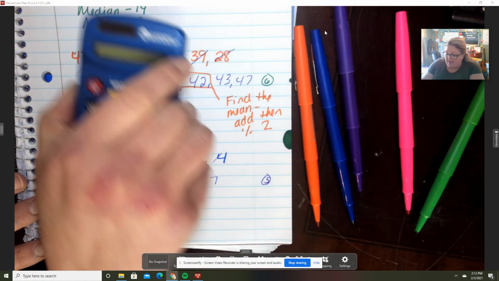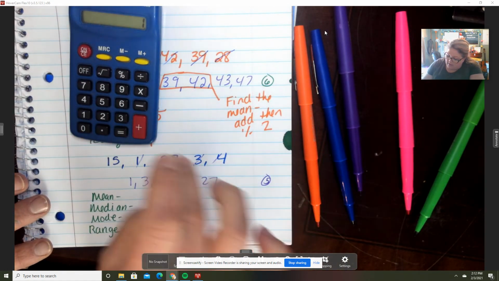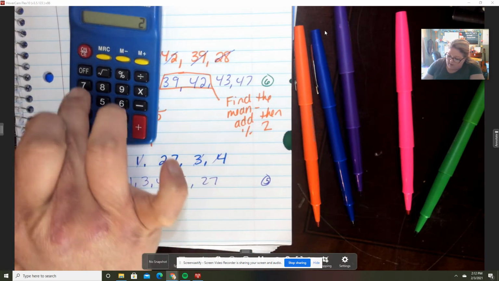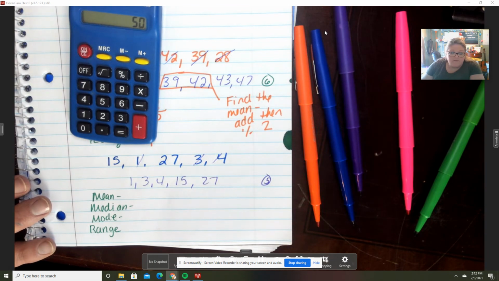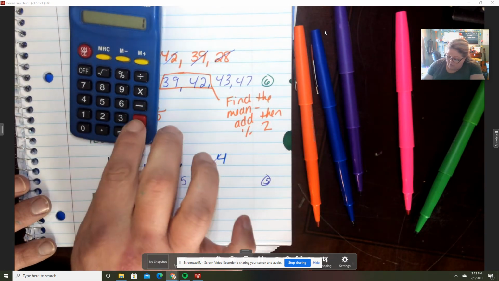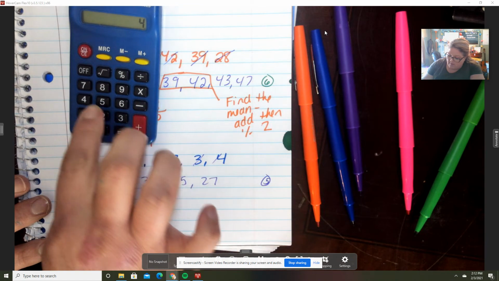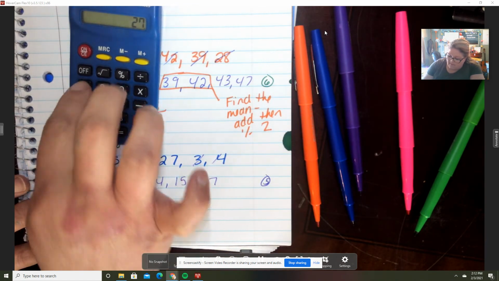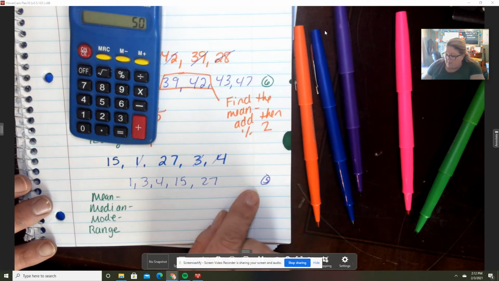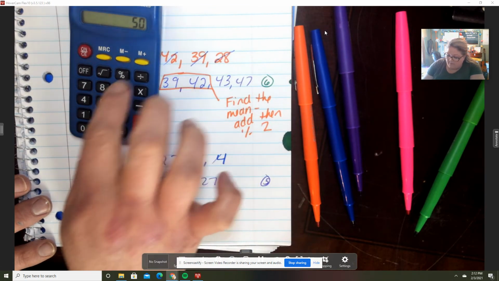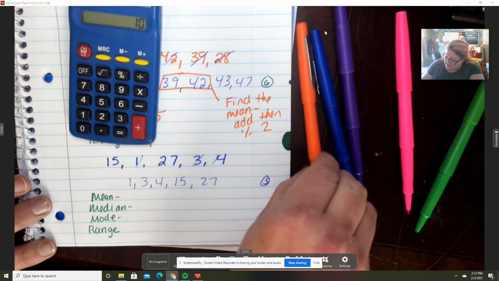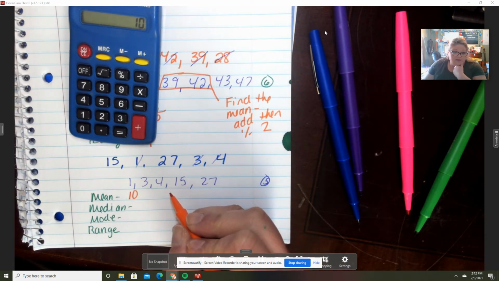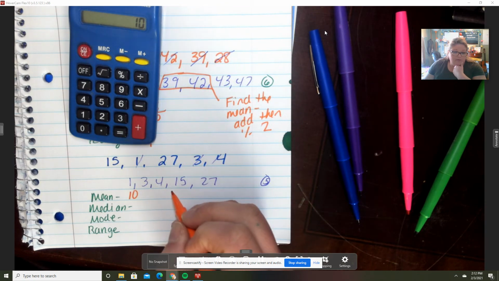Now, let's define mean. These are all statistics. To find the mean, I'm going to add all those up: 1 plus 3 plus 4 plus 15 plus 27 equals 50. And I'm going to divide that by 5, the total numbers. The average is 10. Would 10 go in the middle? Yes, so 10 would fit in the middle somewhere.